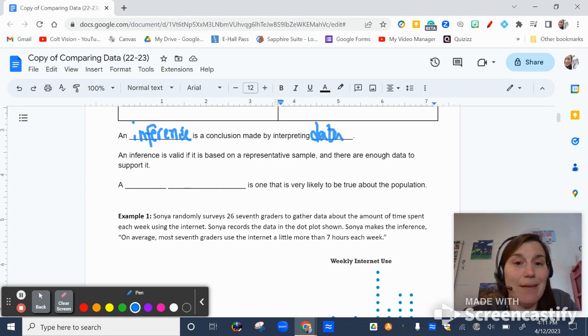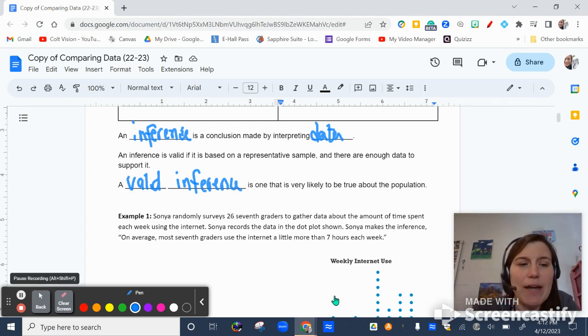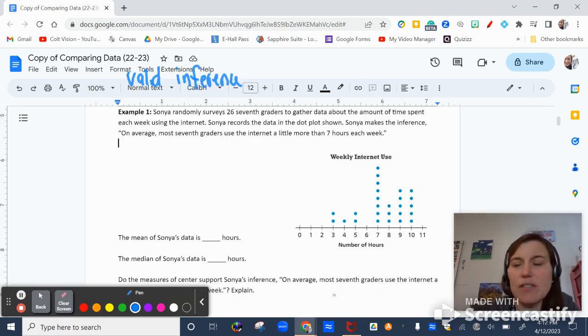An inference is valid when it is based on a representative sample and there's enough data to support it. A valid inference is one that is very likely to be true about the population. So we are going to be talking about making inferences and comparing data sets. And part of that is just looking at some data and trying it out.